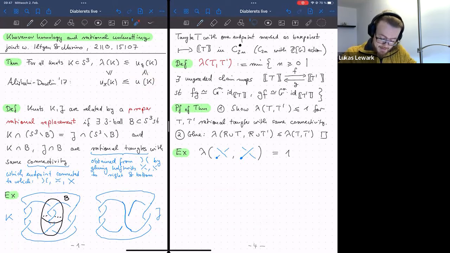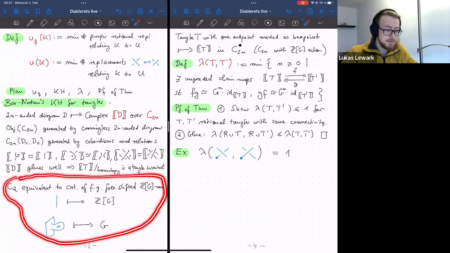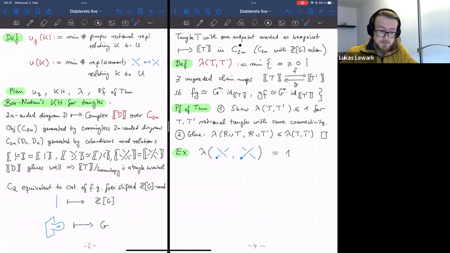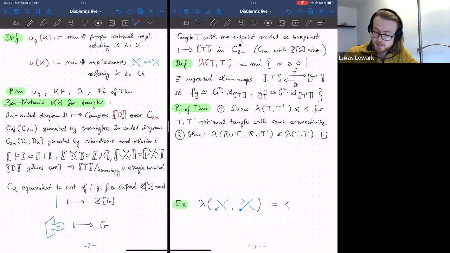So to show this, I need to deal with chain complexes in C4, chain complexes of tangles with 4 endpoints. We haven't done that so far. We've seen that C2 is equivalent to this relatively simple category. And now what about C4, or more precisely C4 dot? Fortunately, this is also a relatively simple category.